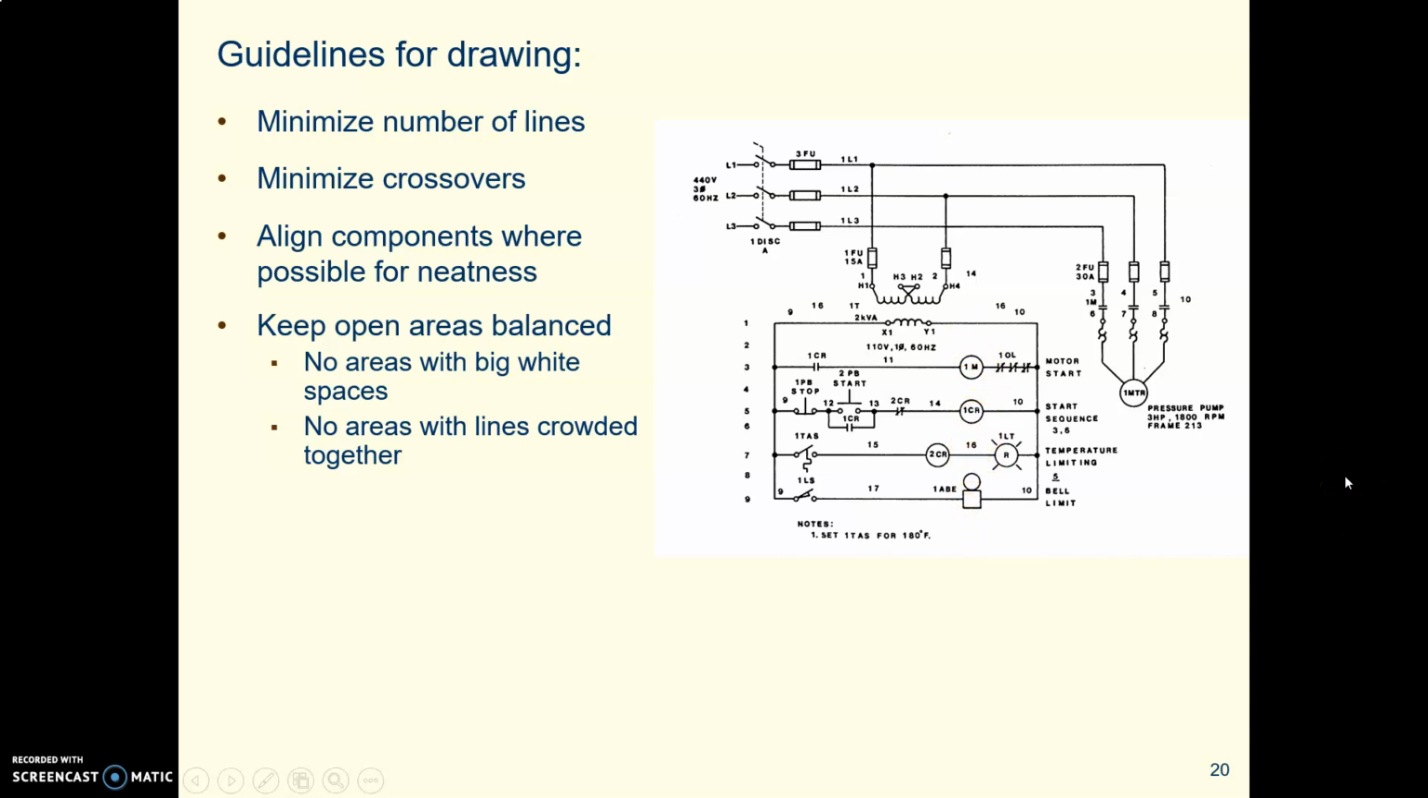And then just think about white space. White space means space on the page or on the drawing where there are no lines or symbols or text. White space is just this open white area. And we want to try to keep the amount of white space balanced. So evenly spaced lines, evenly distributed white space.